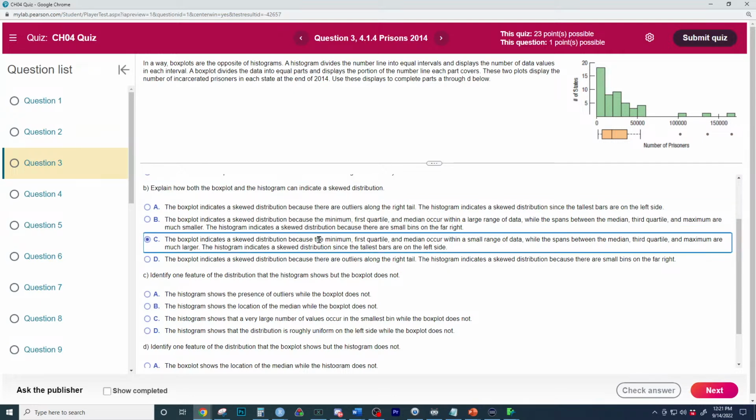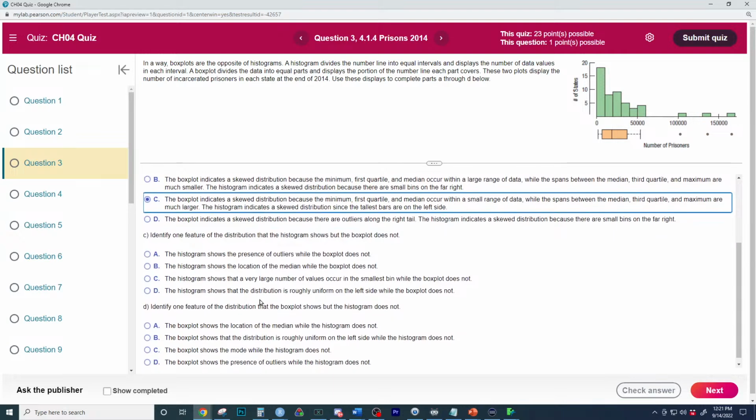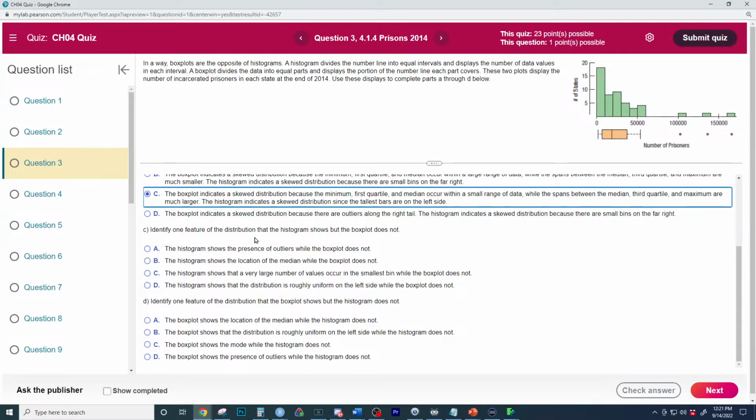Did we just get the right answer in one try? Yeah. And the tail goes out here. And also there's more distance between the max and Q3, versus the min and Q1, which is very tight. So when something is skewed, it's pulled out. And usually outliers are going to indicate skew. So that's another way to quickly look at it.